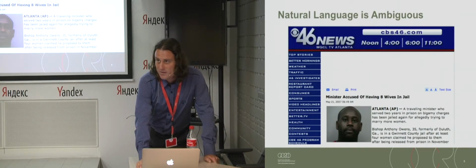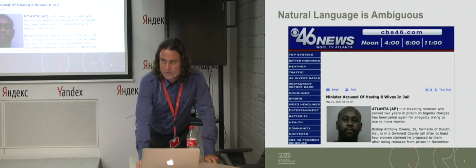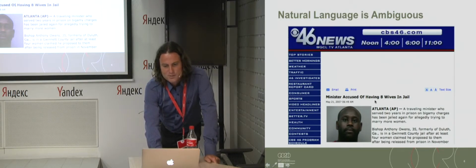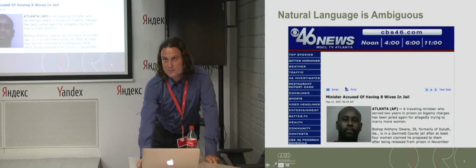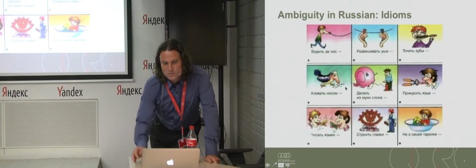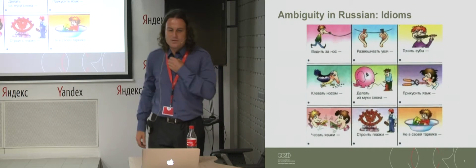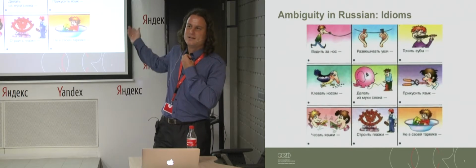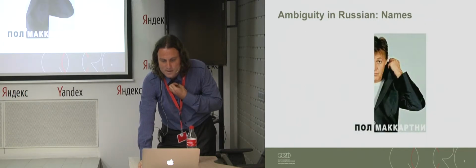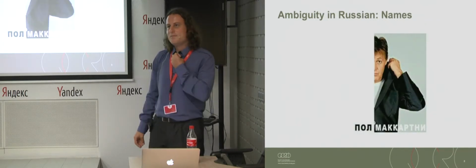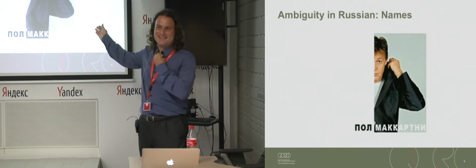And then natural language is ambiguous. And you really need some knowledge about the world to make the distinction. Minister accused of having 8 wives in jail. So is he having the 8 wives in jail? Or is he in jail because of having 8 wives? Well, let me show you some idioms, right? Водить за нос, точить зубы и так далее, и так далее. So it can be that the machine translation system doesn't know those. Or вот вам Пол Маккартни, да?